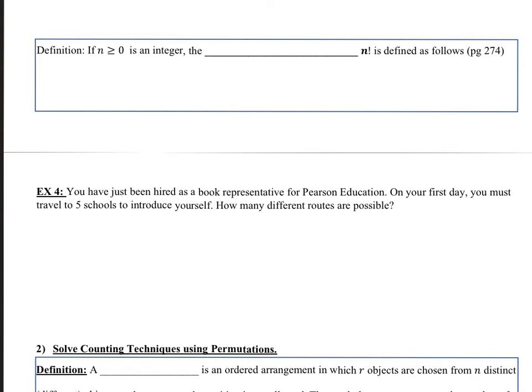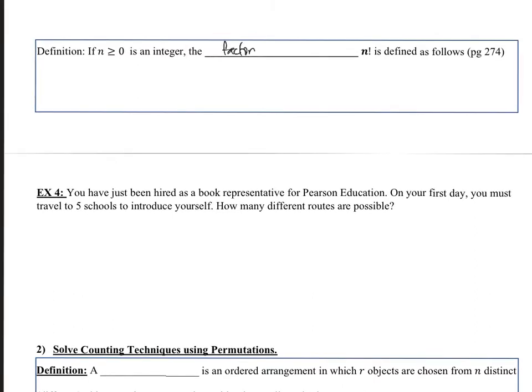If n is greater than or equal to 0 and is an integer, the factorial symbol, n with an exclamation point, is defined as follows. So, n factorial is actually what we would call it, means n times the number below n times the number down by 2, and so on until you reach 2 and then 1. And one other thing to note, 0 factorial is going to equal 1, and 1 factorial also equals 1.